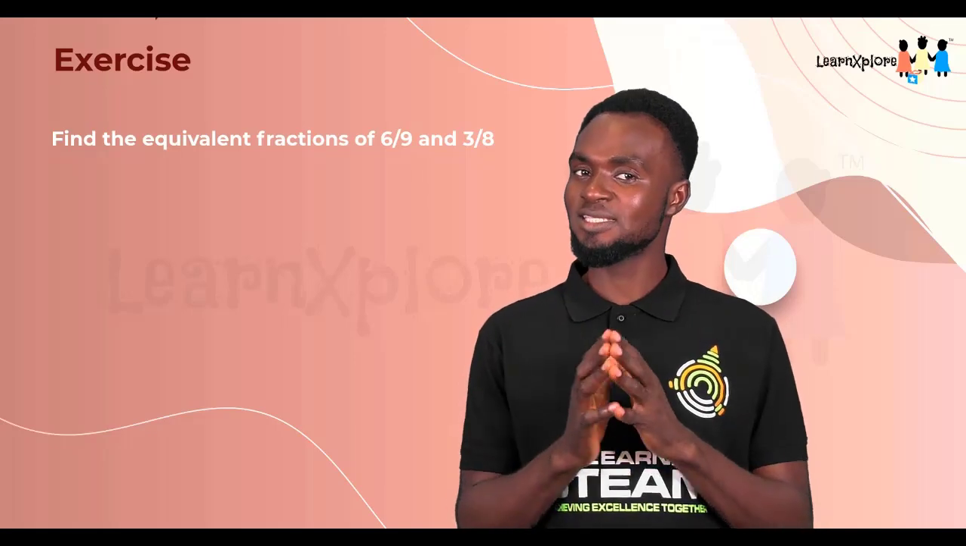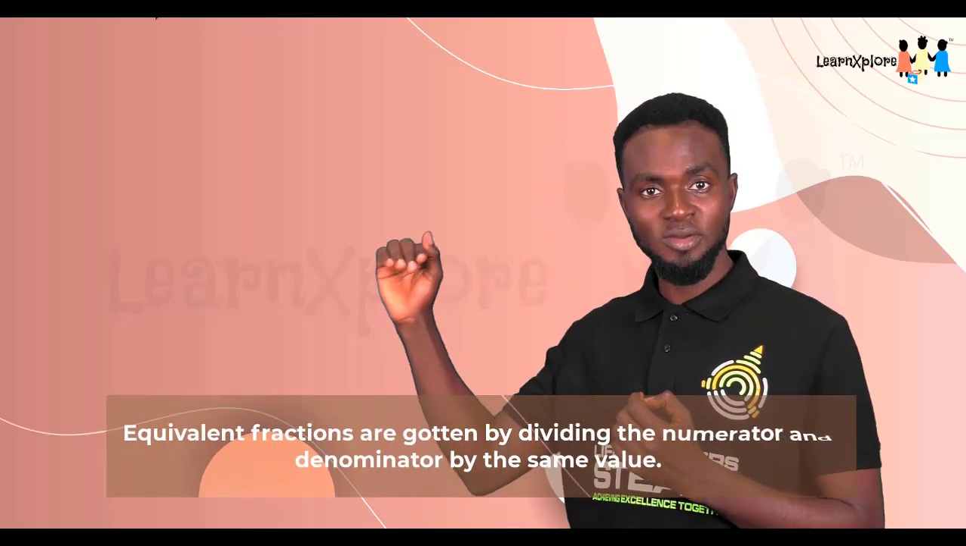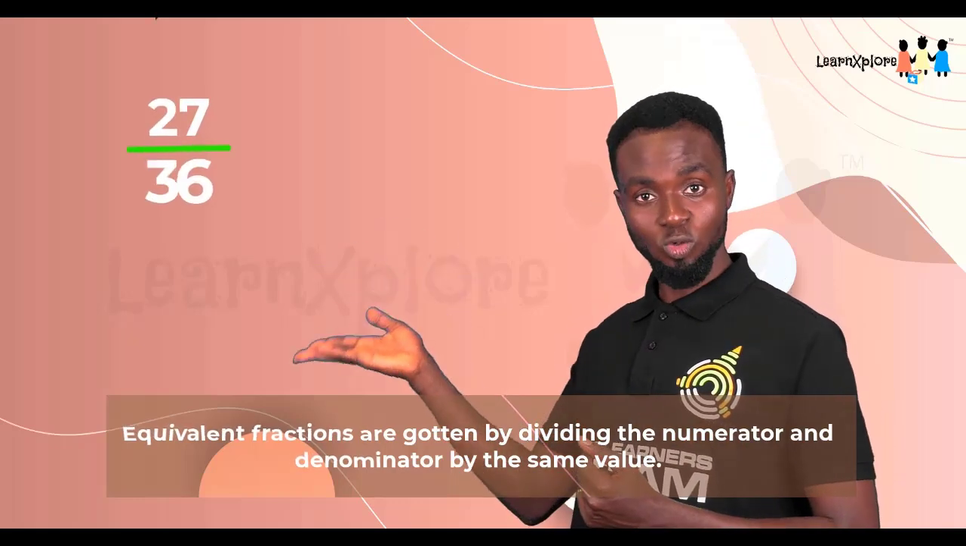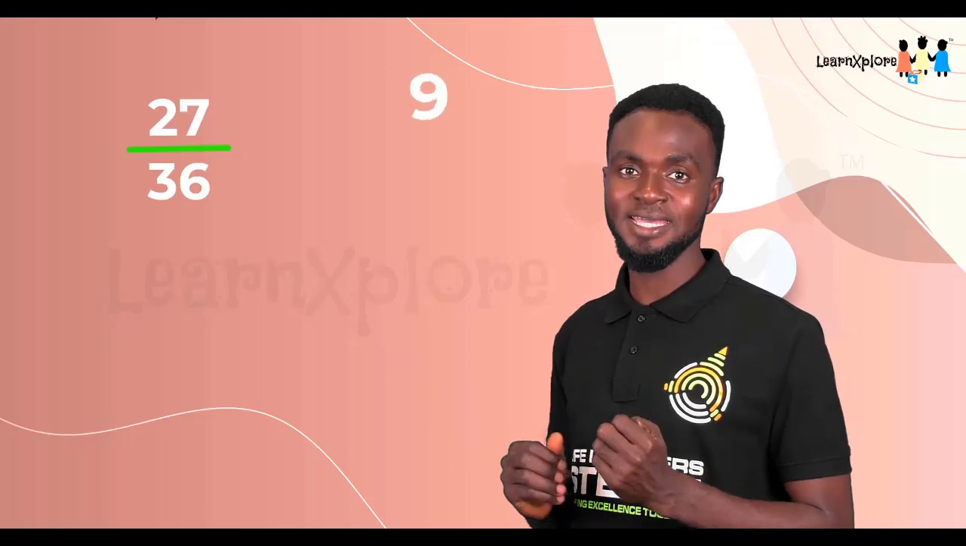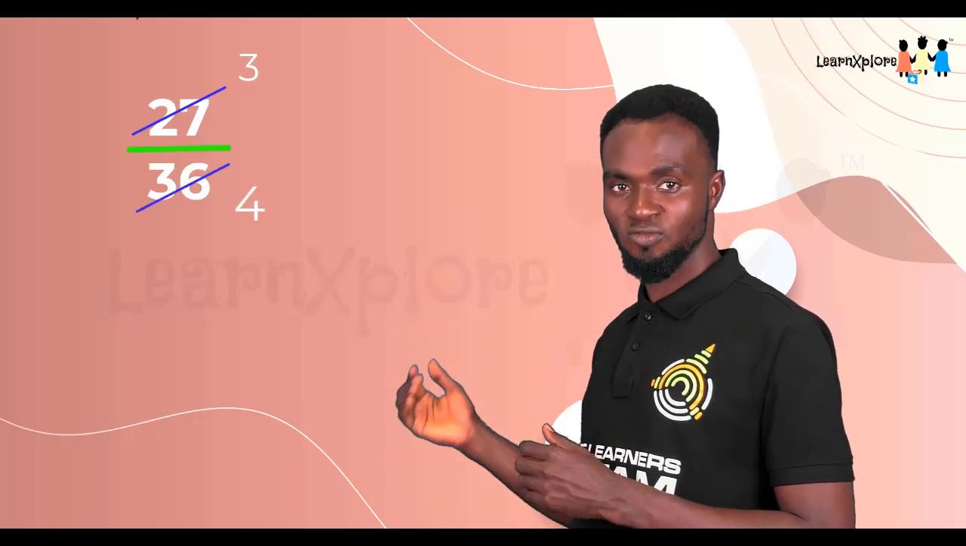Now let's look at another side of equivalent fractions. There are times you get equivalent fractions by dividing the numerator and denominator by the same value. For example, 27/36. If you decide to divide these numbers by 9, you will have 3/4. How did we get that? 27 divided by 9 will give us 3, and 36 divided by 9 will give us 4.